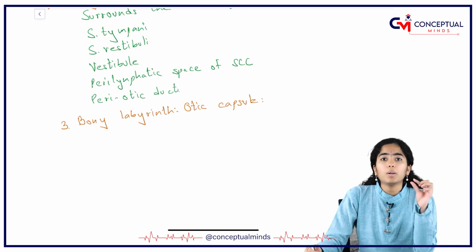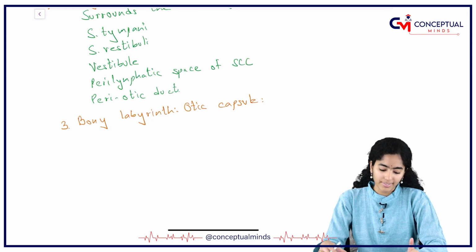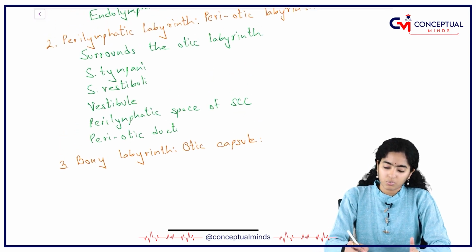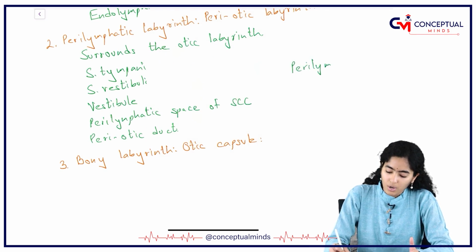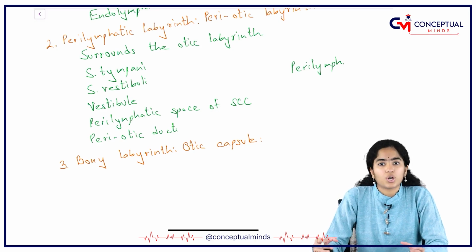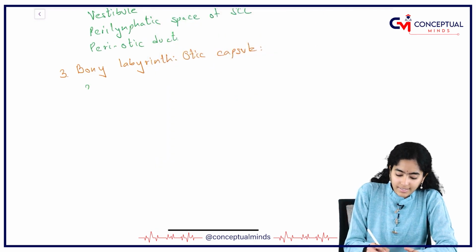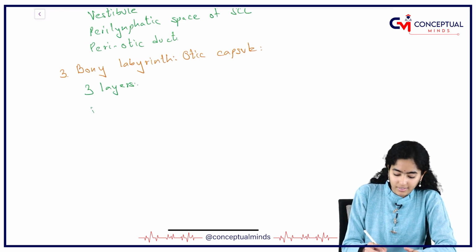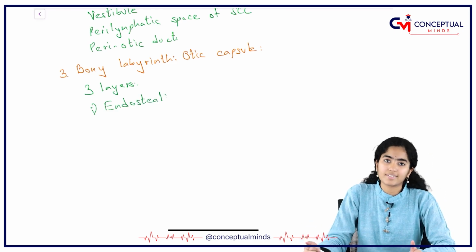This is the actual bone outside the perilymph. In the perilymphatic labyrinth, what is flowing? It is the perilymph. And outside this, the lining structure which is actually made of bone is your otic capsule. This otic capsule again has 3 layers. What are the 3 layers? The first layer is the endosteal layer, which is the innermost layer.